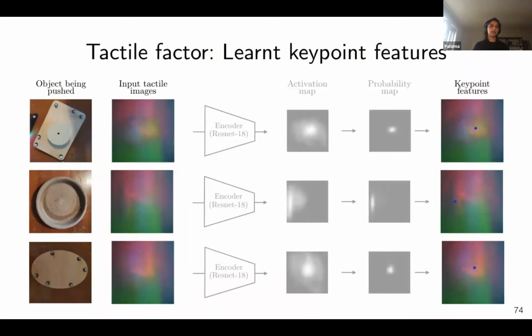Now here we see the outputs of the various layers of the keypoint feature extractor that we use. The features, or the keypoints, are able to track the contact patches in the tactile images in the rightmost column. And notably, different objects create different local contact patches.